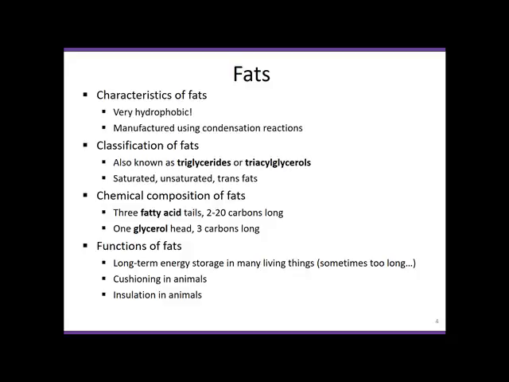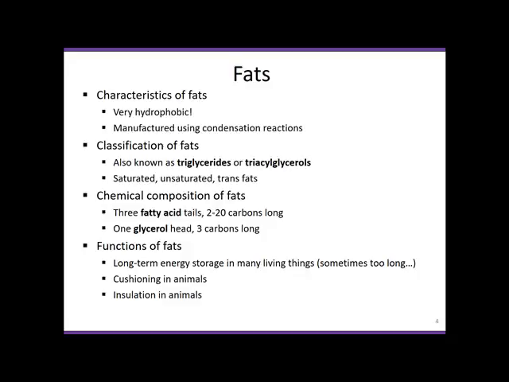It's kind of like saying cotton is not the same as a shirt, right? A shirt is made of cotton. So these fatty acid tails are between 2 and 20 carbons long. A glycerol head is only 3 carbons. We'll see the structure of these in just a moment.